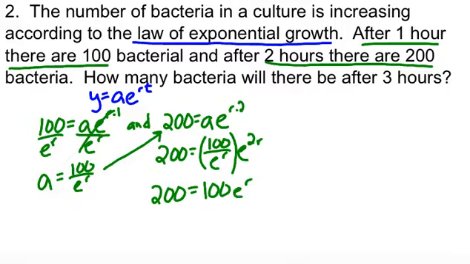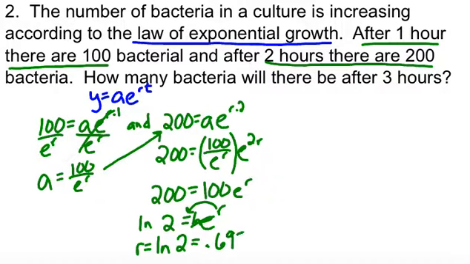Now I can divide both sides by 100. I get 2 equals e to the r. I need to find out what r is, so I'm going to take the natural log of both sides, which will bring the r down in front, and the natural log of e is just 1, so that's gone. So I end up with r equals the natural log of 2. And if we use our calculator on that, we end up with 0.693. Now, I realize I'm going to have a little bit of a rounding error by doing it this way, but that's okay. I'm willing to deal with that.